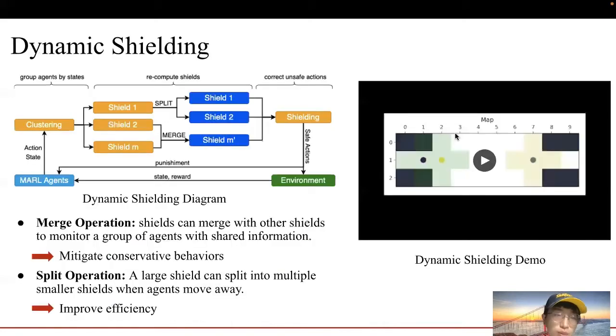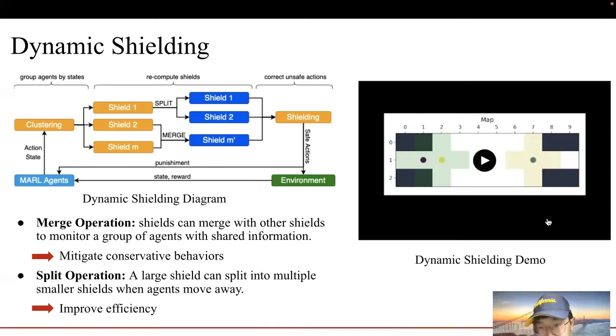To mitigate that, we propose dynamic sharding. Instead of dividing the state space into different parts, we synthesize shards to monitor different agents, and we allow shards to merge with each other, and we allow a large shard to split into different parts. For instance, when agents gather together, we allow the shards to merge into a large shard to mitigate the conservative behavior. And when agents move apart from each other, we allow the large shard to split into multiple shards to monitor agents concurrently so that it can improve efficiency.